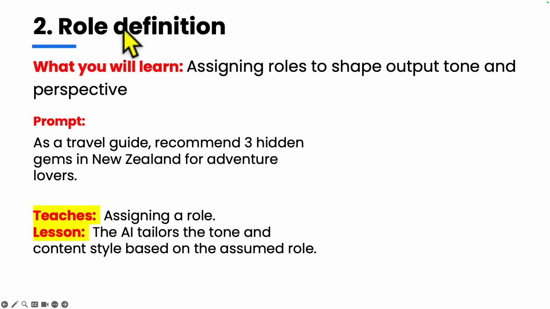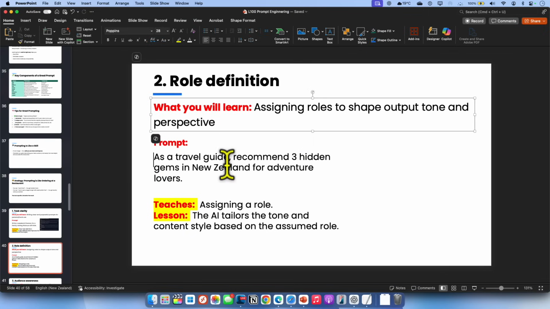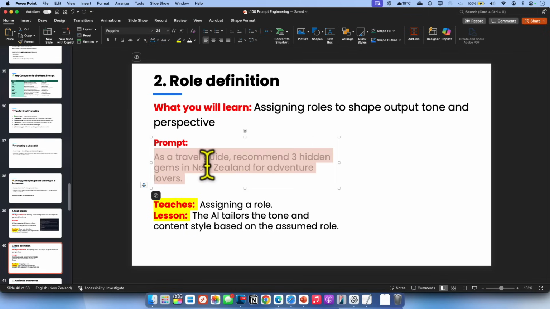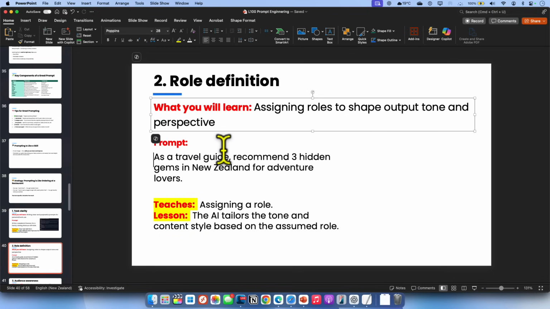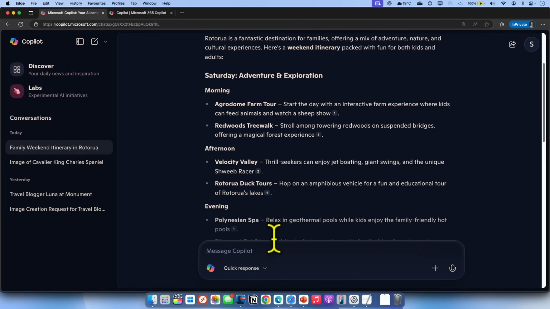The next concept we are learning is role definition. Here, we are learning about assigning roles to shape the output, tone, and perspective. If you look at the prompt, it mentions things like "as a travel guide." You are telling the model to assume the role of a travel guide and recommend three hidden gems in New Zealand for adventure lovers. What we are trying to learn here is not the three hidden gems, which you can very much go and search. We are learning the concept called role definition and how it impacts the output. So I'm going to ask the question in this window.